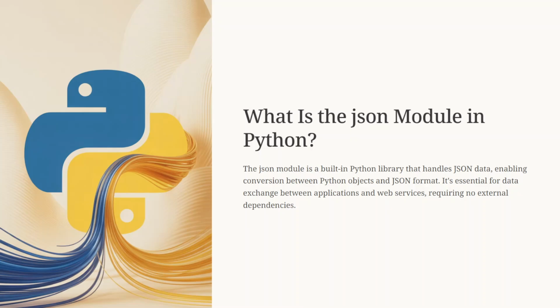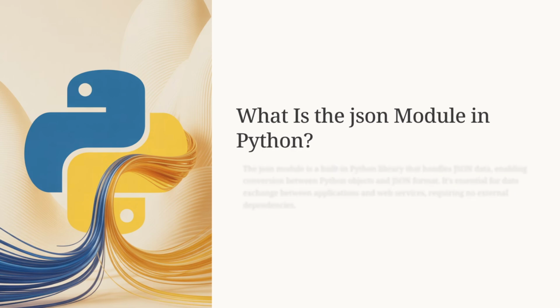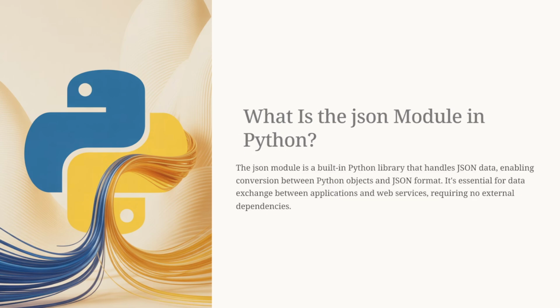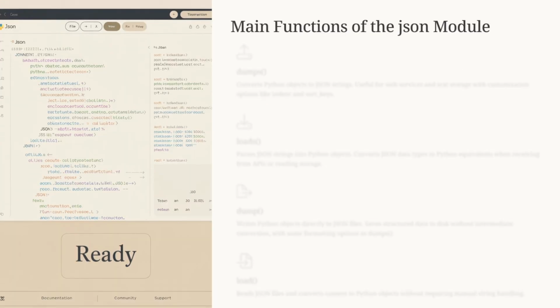Welcome to another software engineering concept in Python, and in this video we are going to look at what the JSON module is in Python. The JSON module is a built-in Python library that handles JSON data, enabling conversion between Python objects and JSON format. It's essential for data exchange between applications and web services, requiring no external dependencies.